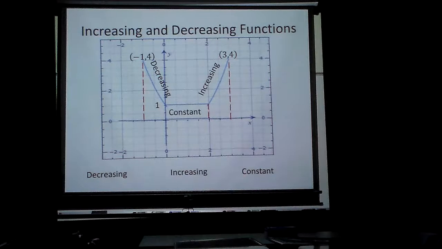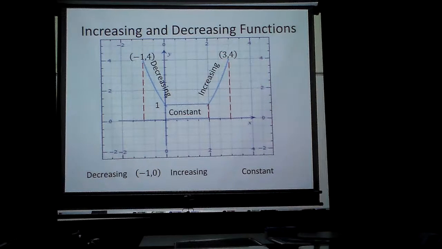All right? And it's constant from this 0 to right there. So how are we going to write this? First off, it's decreasing from negative 1 to 0. That's not the point negative 1, 0. Negative 1, 0 would be right there. That's not the point. This shows it's decreasing from negative 1 to 0.